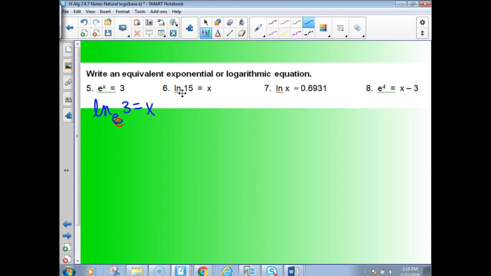All right, this one we're going to rewrite exponentially. e to the x equals 15. Base is e. e to the 0.6931 equals x.